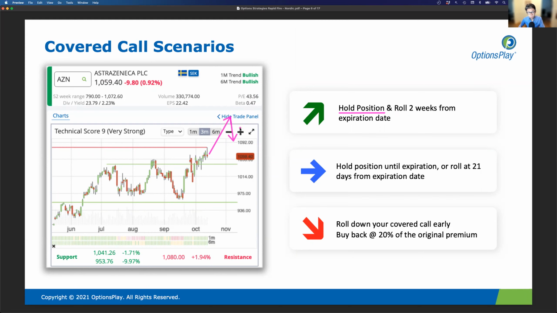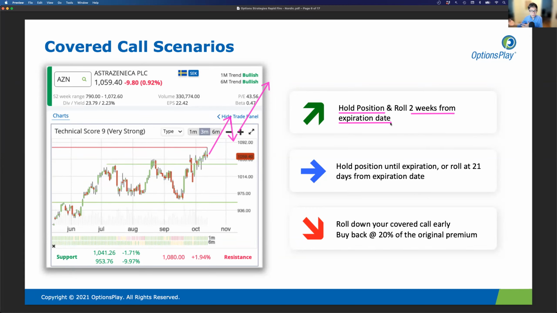If you need to roll your position because now there's some type of new information, you think the stock is going to not just reach 11.10, you think it can reach 11.50, 11.60, 12.00, then in that case, you can buy back your covered call and sell a new covered call. But you only want to do that in the last 2 weeks from expiration. You don't want to do it early, because if you do it early, you're locking in a loss for the first call that you've sold.